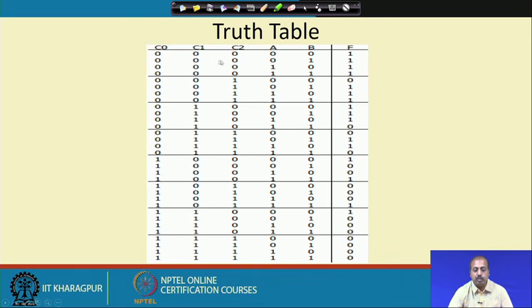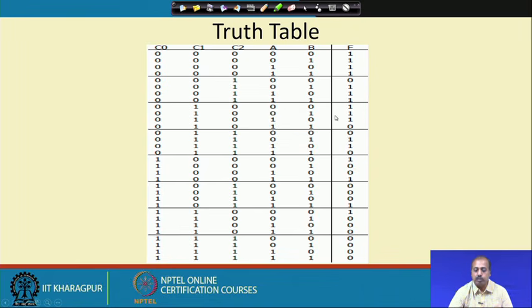So, this C 0, C 1, C 2. So, this is 0 0 0, then this A and B they are having. So, this is a constant function. So, irrespective of the values of A and B, output will be 1. Similarly, for 0 0 1, this is the OR of A and B. So, the OR function is realized here. Then this 0 1 0, this is the NAND function. So, it is doing the NAND here.